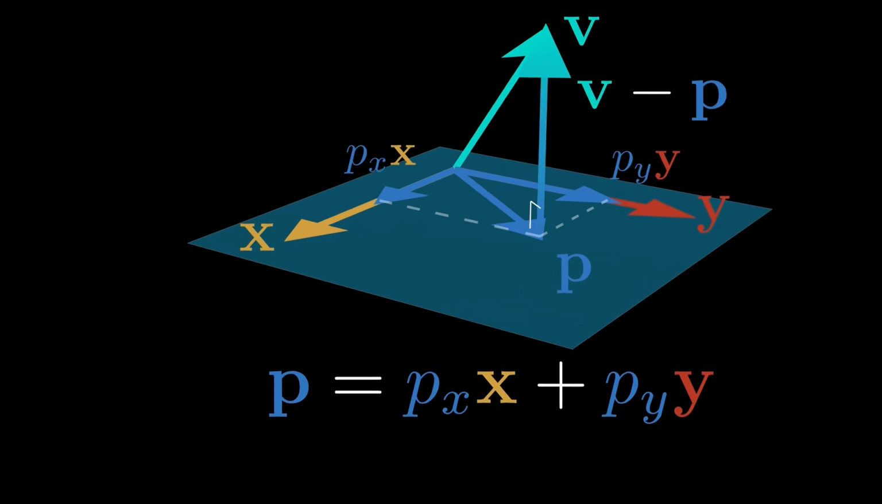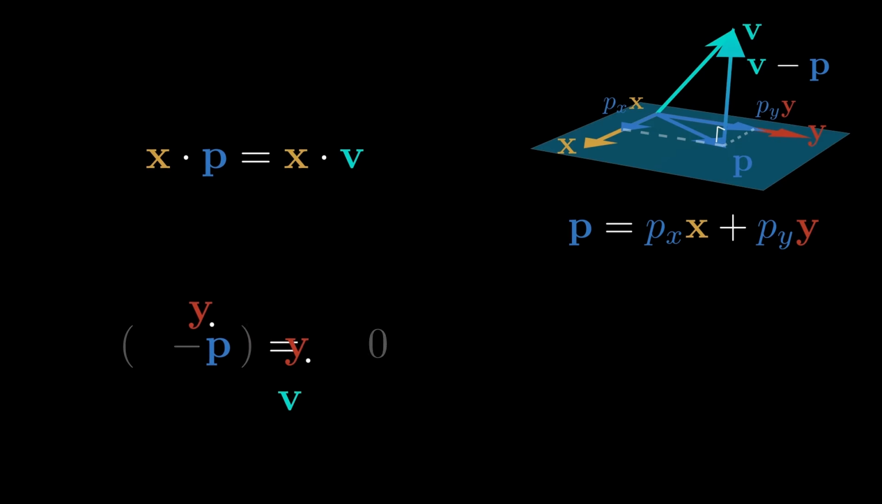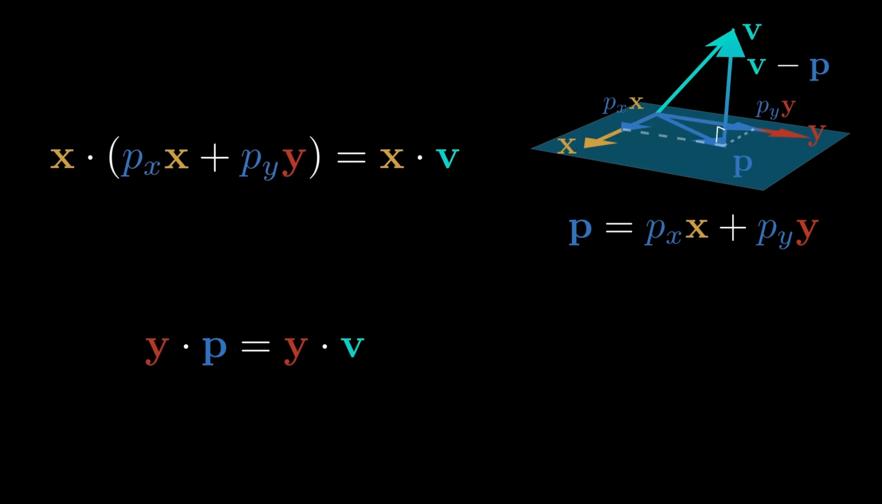So we can get two equations by taking the dot product of this vector with x and the dot product of this vector with y and setting them both to 0 to represent that they should be perpendicular. Simplifying, we get these, and then substituting in for p gives these.